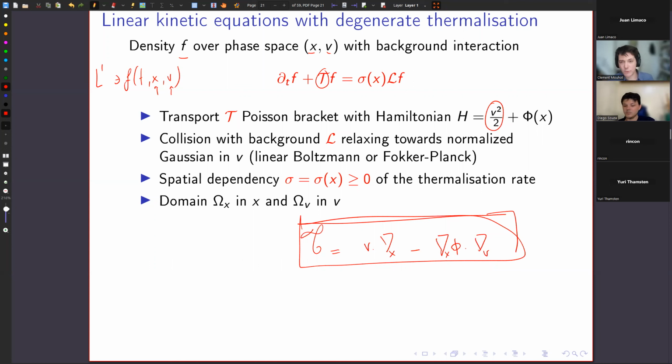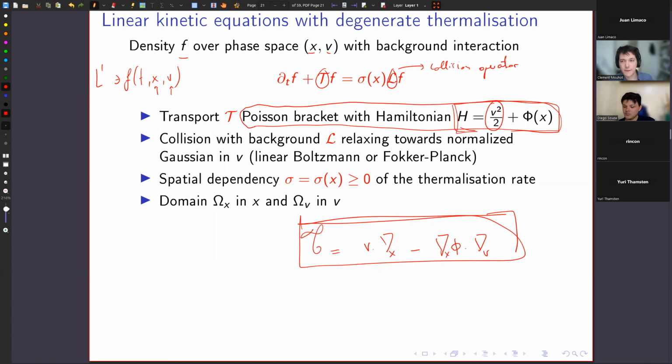I define it first like that for you because I think it immediately gives you the intuition of what it does. It's a transport operator that creates characteristics where this Hamiltonian is preserved, right? The Hamiltonian is the energy of the particle and it's preserved along the characteristics. It's built for that. The operator L is the collision operator.